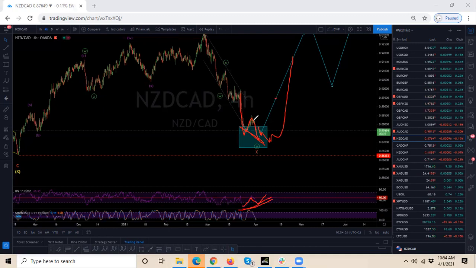So if you're in here, if you're not yet in here, you might want to look for an entry here in this blue box here. This would be my invalidation level. If they come and crawl lower here, then I'll have to relook at the whole structure. But I'm expecting that we get this move to the upside here. Let's see on a 1 hourly.